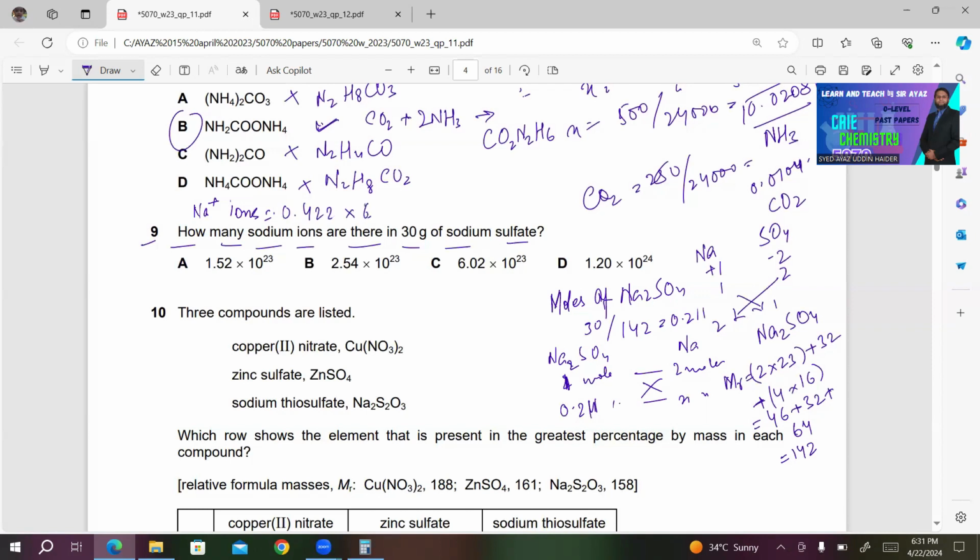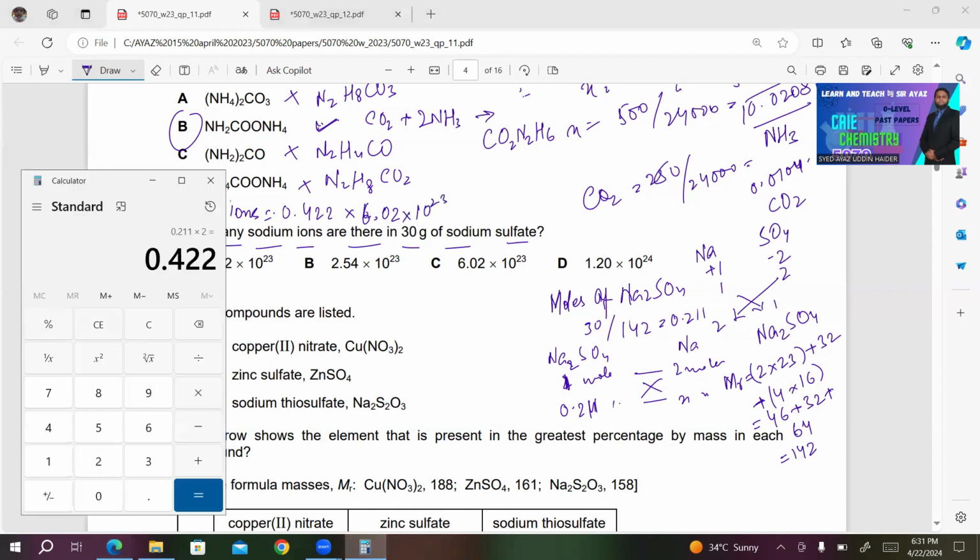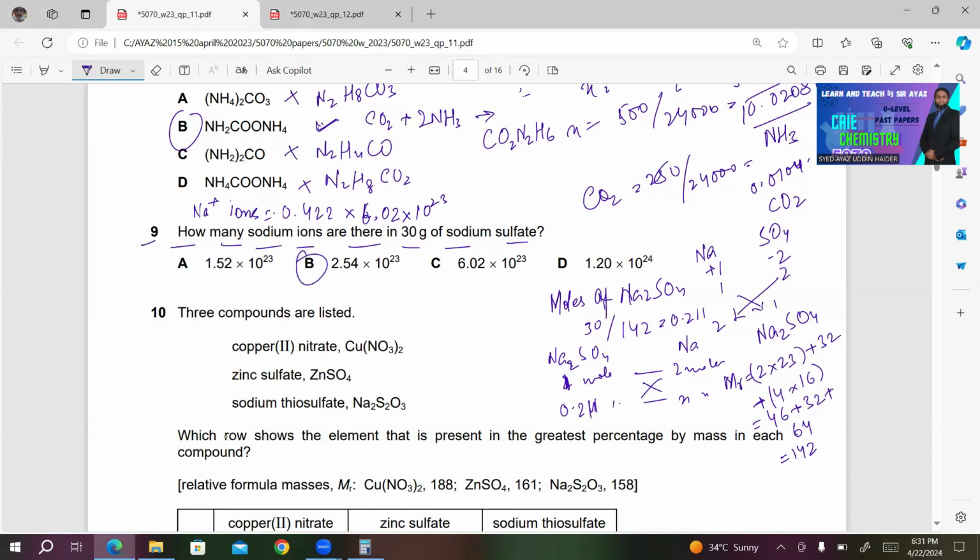So 0.422 moles multiplied by 6.02 into 10 raised to power 23. What we will get? 0.422 multiplied by 6.02, 2.540 into 10 raised to power 23. So B must be the right answer in this case.